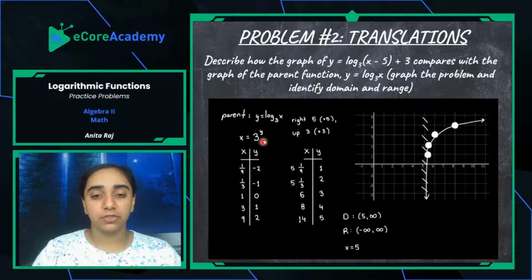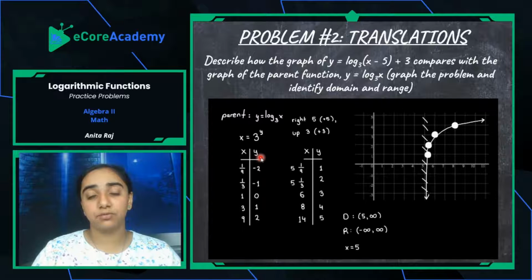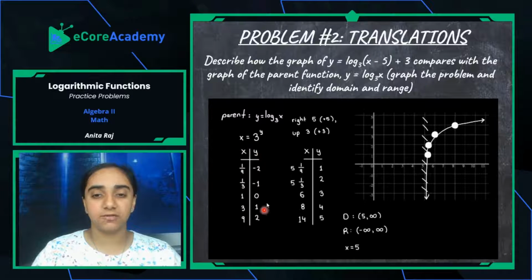And if we do that, we get 3 to the power of negative 2 is 1/9, 3 to the power of negative 1 is 1/3, 3 to the power of 0 is 1, 3 to the power of 1 is 3, and 3 to the power of 2 is 9. So we found our xy table. Using this xy table, we can find the xy table of the translated function, which we are actually asked to graph. So we're not asked to graph this, we're asked to graph the translated function.